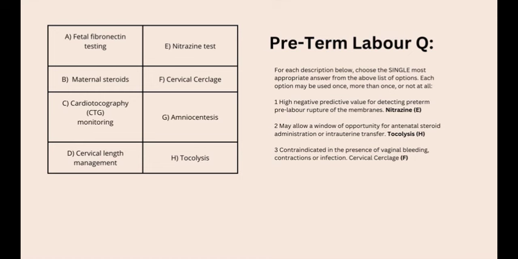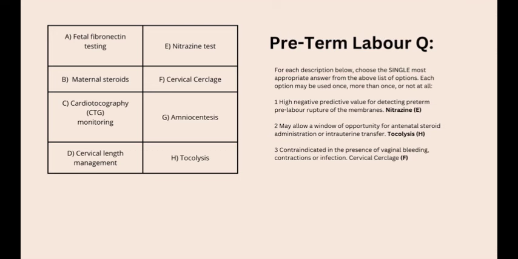Okay, hopefully these look a little bit like what you wanted to see. So the first one, which has a high negative predictive value for detecting preterm pre-labor rupture of membranes, is nitrazine. Nitrazine testing uses the alkaline pH of amniotic fluid, which is different from the vagina, to test for the rupture of membranes. There are many reasons, of course, that you could have a false result, but it has a high negative predictive value to help rule out whether the membranes have ruptured.